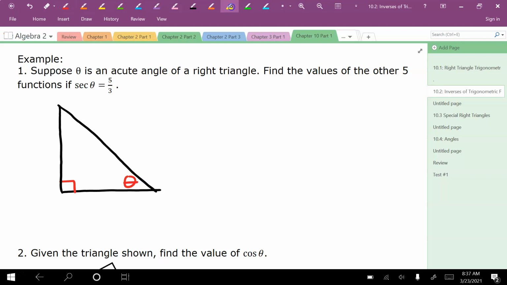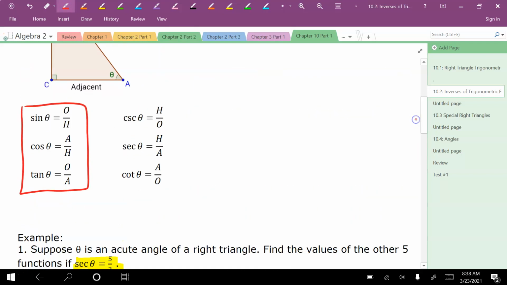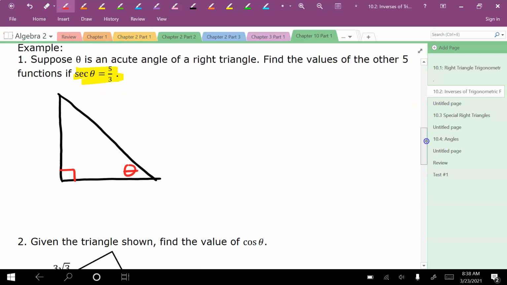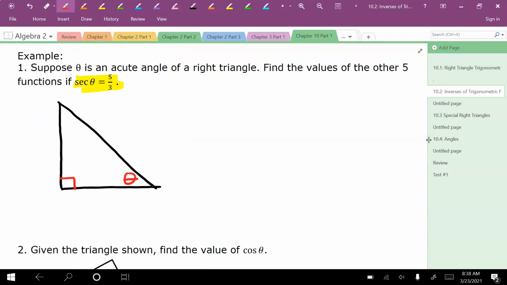So they are giving me secant. Secant is 5 over 3. So if I go back up, and I'm looking at my notes here, secant is hypotenuse over the adjacent side. So they're giving me the hypotenuse and they're giving me the adjacent side. So remember, hypotenuse always goes across from the right angle. So the top number is the 5, which is the hypotenuse. So that's going to go across from the right angle. So I'm going to label that side with a 5.